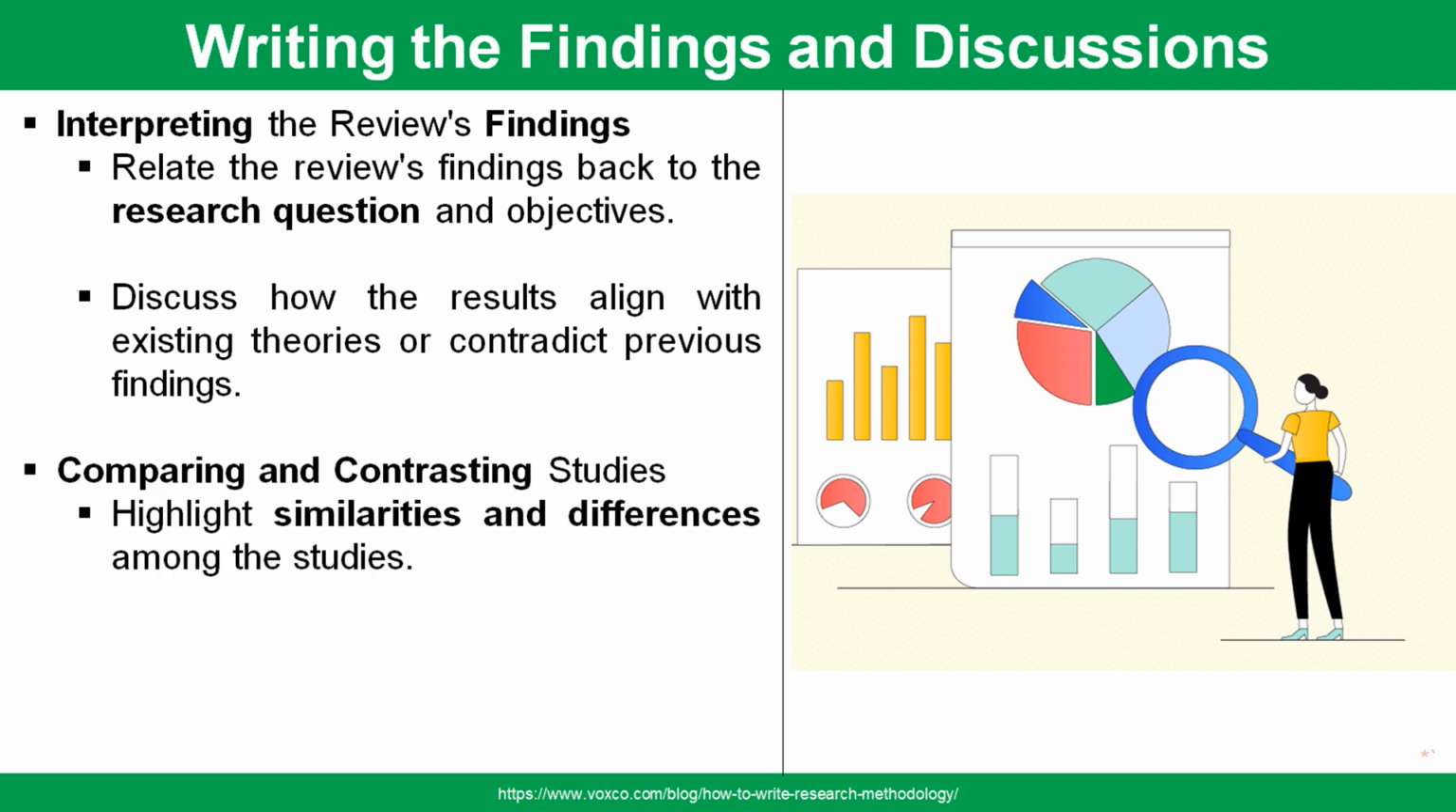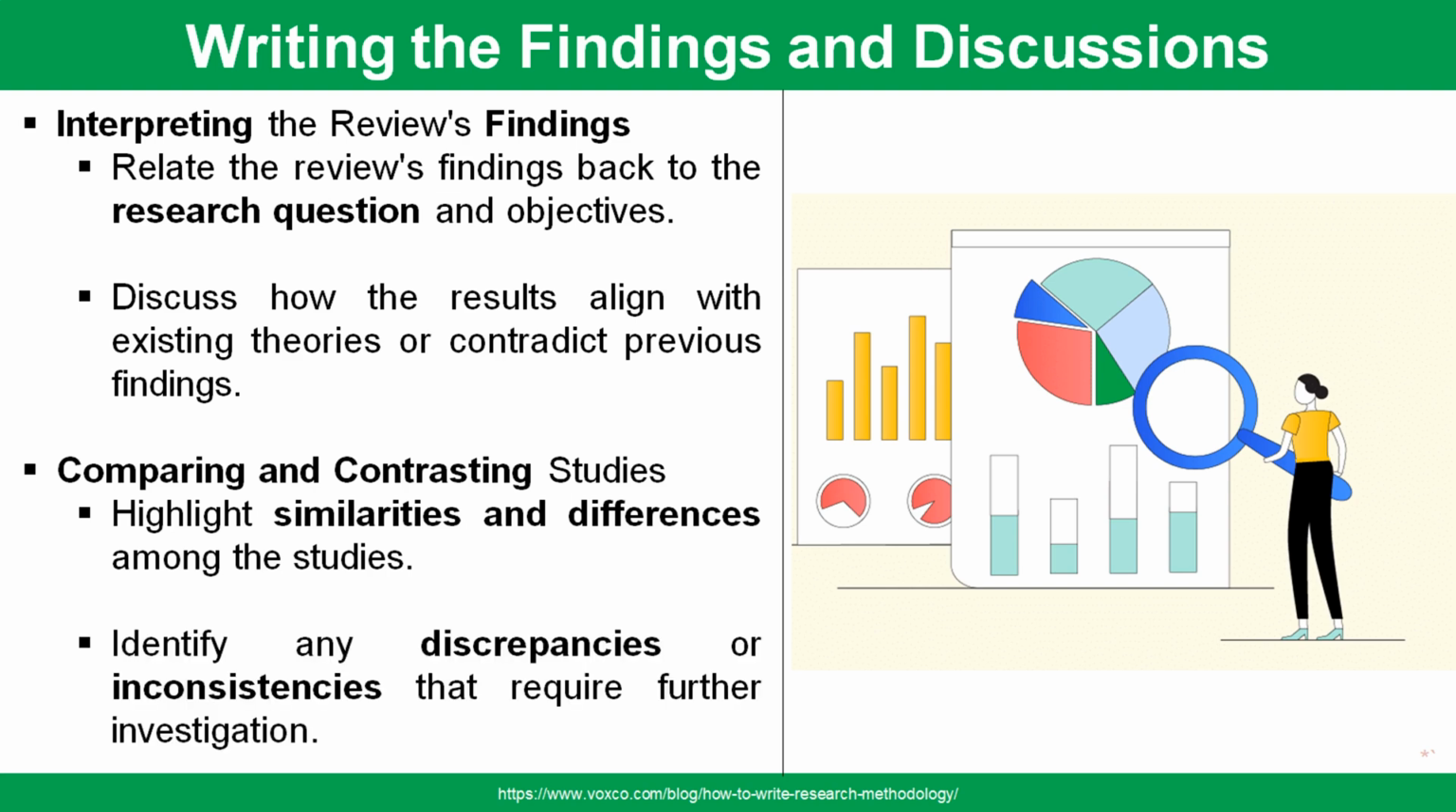Highlight similarities and differences among the studies included in your review. Identify any discrepancies or inconsistencies that require further investigation, fostering a deeper understanding of the nuances between the body of literature. Utilizing abbreviations in your paper is extremely important for saving the word count.